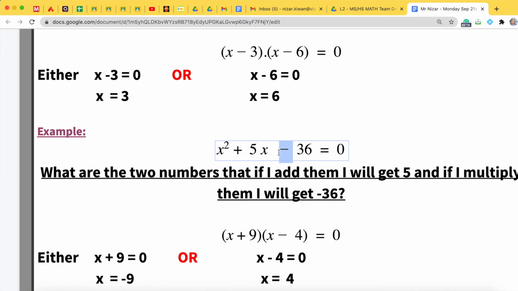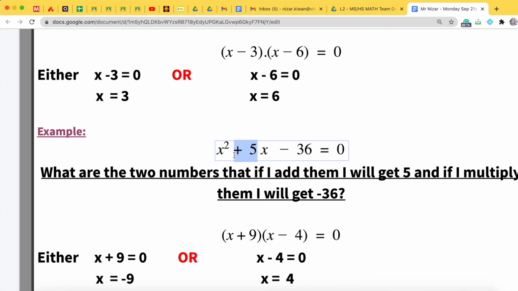Oh, I need 5. What about 9 and 4? If you multiply 9 by 4, you will get 36. But here I have negative 36. That means one of them is negative. What about negative 9 and positive 4? Negative 9 times positive 4 is negative 36, but negative 9 plus 4 is negative 5. I want it to be positive 5. So let me flip the signs.